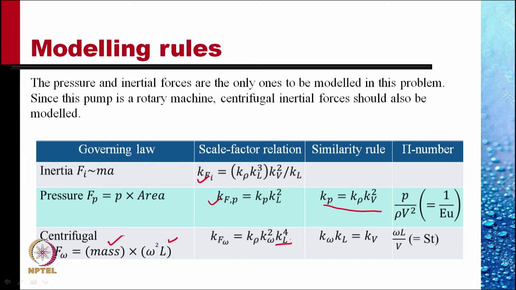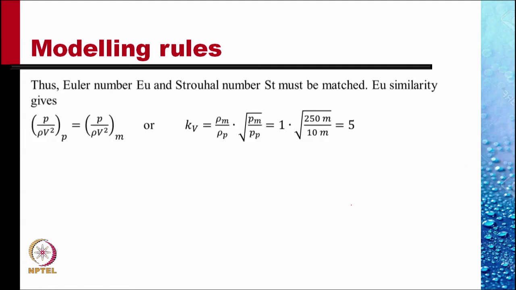From this and this, we obtain the similarity rule. K omega into KL should be KV, which gives us omega L by V, which is named Strouhal number and denoted by St. Thus, the similarity requires that the Euler number and Strouhal number must match.